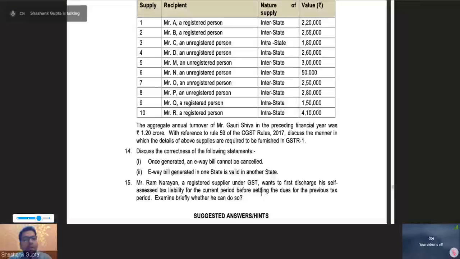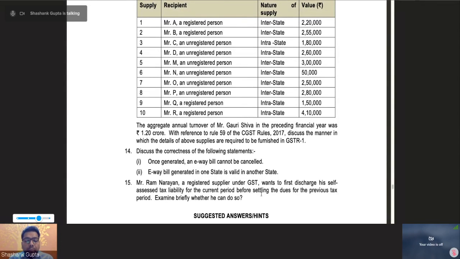Can I do so? No, I cannot. Why? Because there was an order. The order was first pay your self-assessed tax liability for the prior period, then pay self-assessed tax liability for the present period, and last you pay your tax liability determined under section 73-74 of the demand and recovery provision.